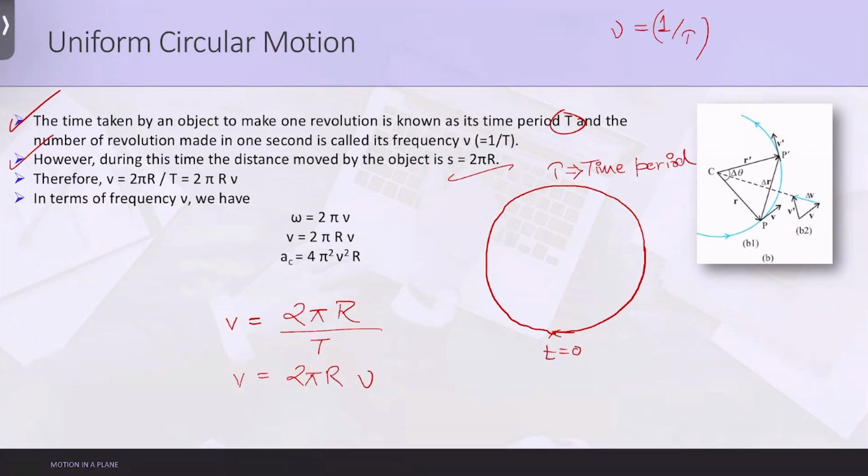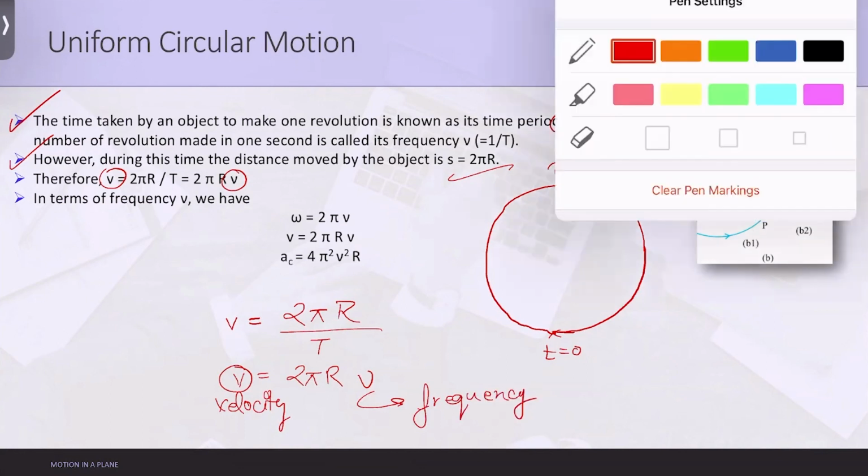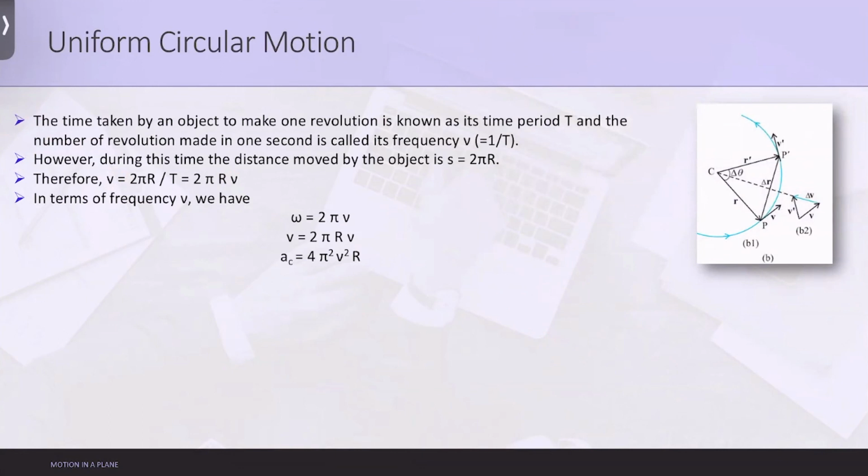There may be a confusion between this and this. This is basically your velocity and this is basically your frequency. So don't get confused regarding this. One way in which you won't get confused is that you can generally write the velocity like this and you can write the frequency like this.